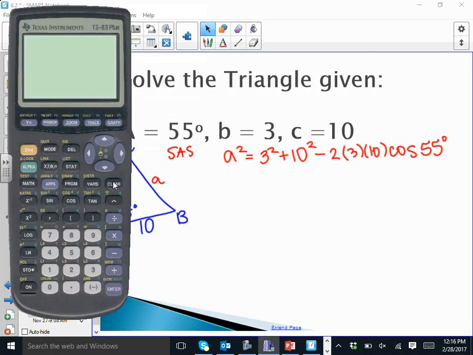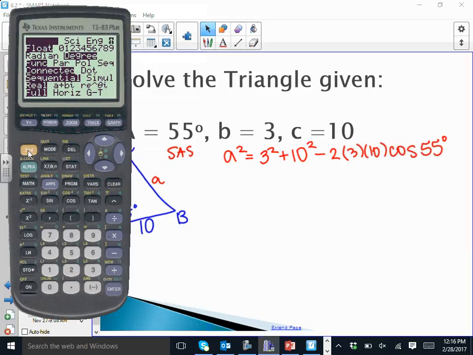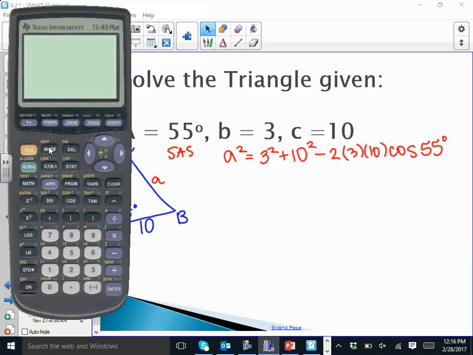All right, so in your calculators, make sure we're still in degree mode here. Good. Okay. We have 3 squared plus 10 squared minus 2 times 3 times 10 times cosine of 55. Put it in exactly as you see it.